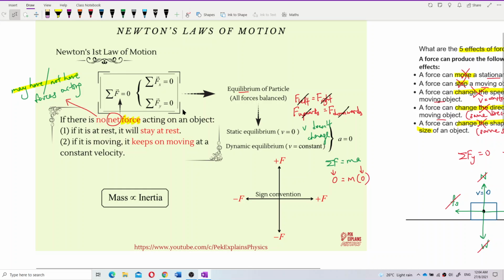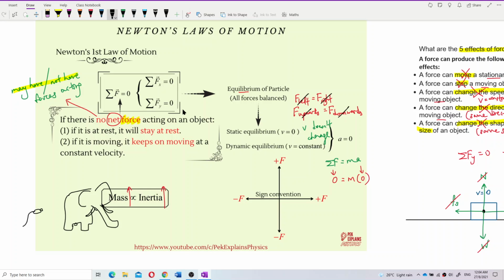What it means is a bigger mass will have bigger inertia. Compare a mouse with an elephant. How to draw an elephant, see the trunk. Let's say both are running. The mouse is running, and the elephant is also running at a very high velocity. Which one has higher inertia?